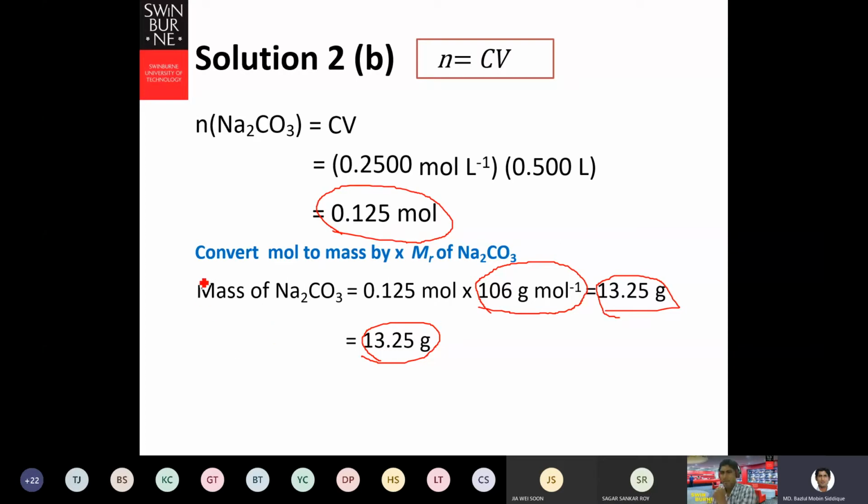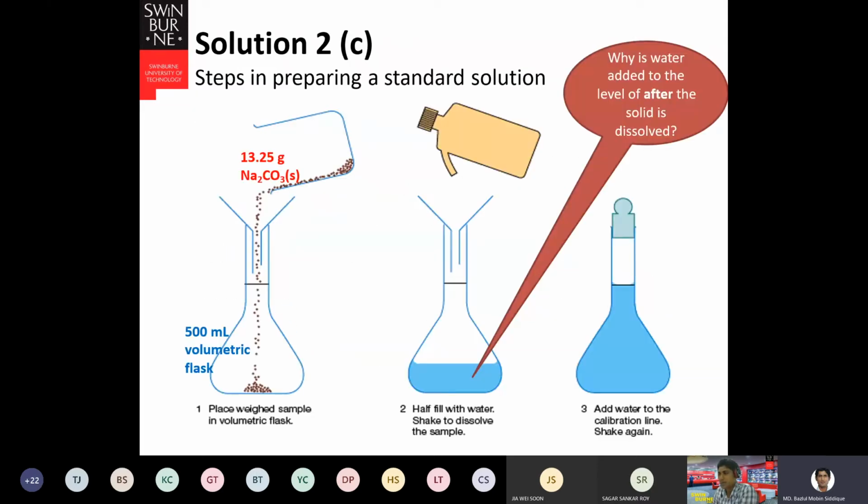Okay, so here, what I was saying. For sodium carbonate, 0.5 liter of 0.25 moles per liter, I will need 0.125 moles of sodium carbonate, which is 13.25 gram of sodium carbonate.